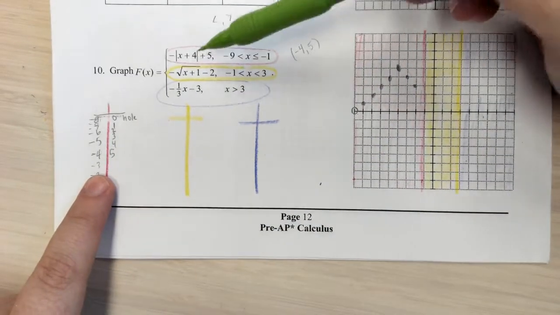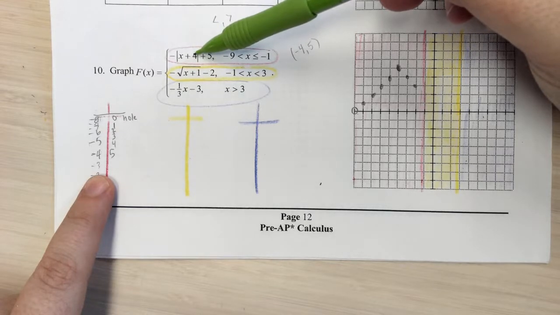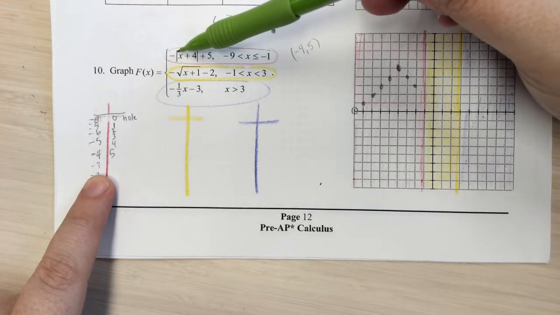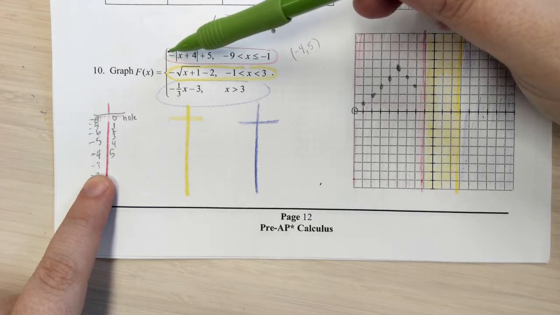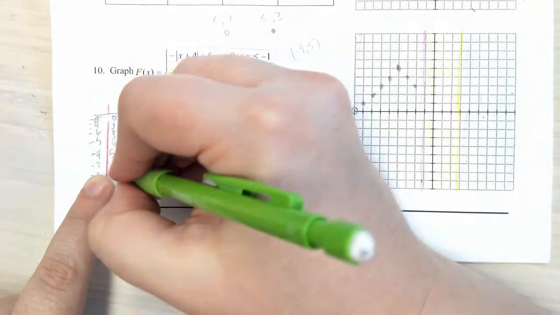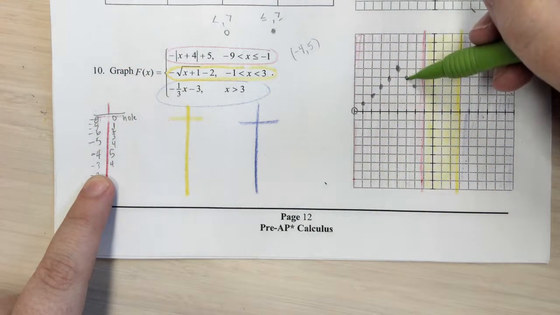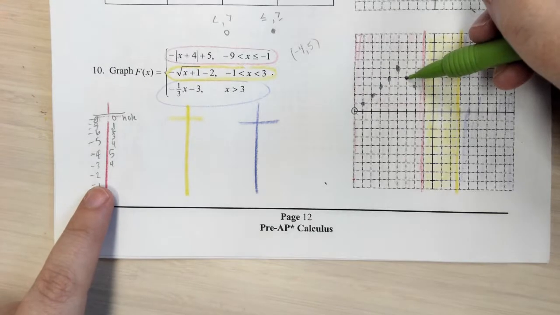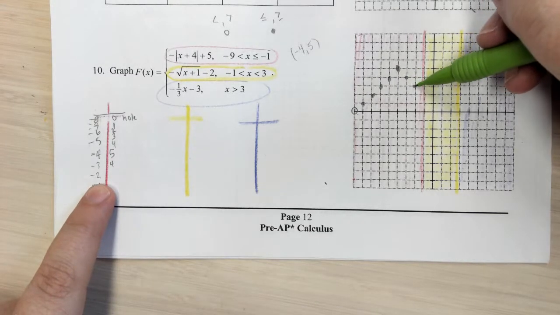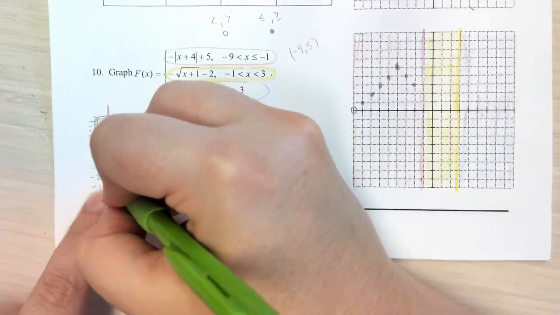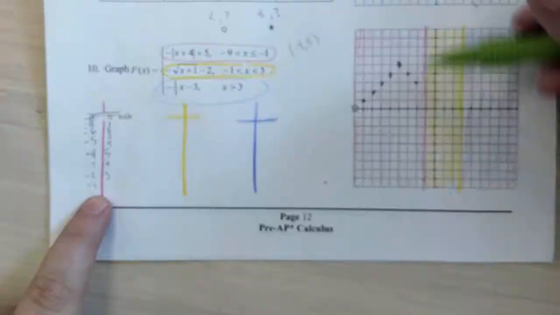I'm going to plug in -3. -3 plus 4 is 1. Absolute value of 1 is 1. Times by negative is -1 plus 5. So that's how I got my 4. So I got -3, 4. I'm right. Okay? Plugging in -2, you can do it in your head real quick. You're going to get a 3. I agree with that.